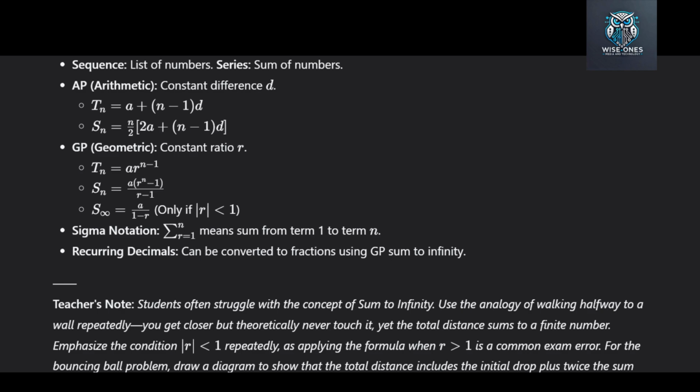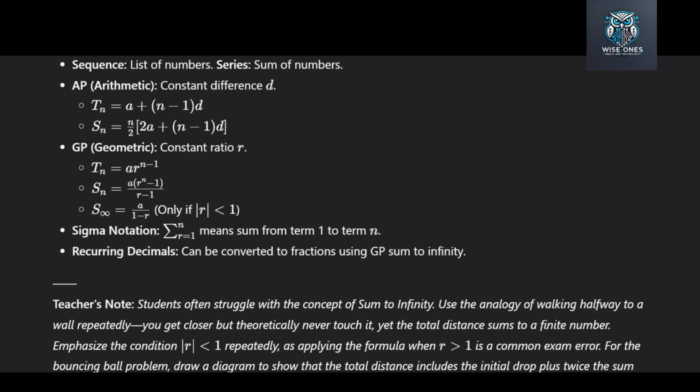Geometric progression has a constant ratio r. The nth term is a multiplied by r to the power of n minus 1. The sum to infinity is a divided by 1 minus r, but only if the absolute value of r is less than 1. Sigma notation means sum from the bottom number to the top number. Recurring decimals can be converted to fractions using GP sum to infinity.